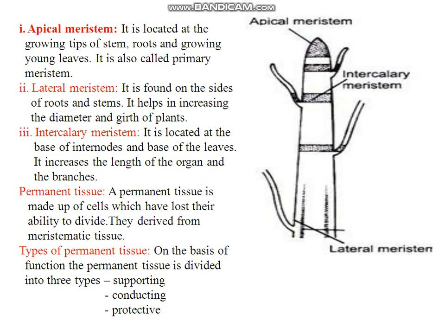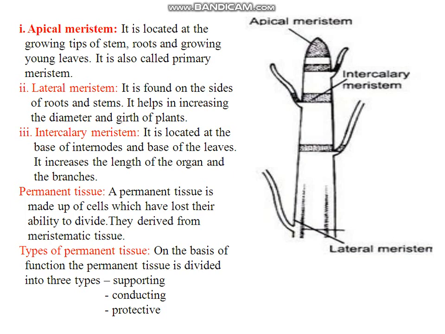Then intercalary meristem. I think you know what is node and internode. Node is the portion of stem from where leaves or branches come out, and the gap between two nodes is called internode. That means what is given here, it is located at the base of internodes. That means base of internodes means nodes from where the leaves or branches come out. So it increases the length of the organ and the branches.